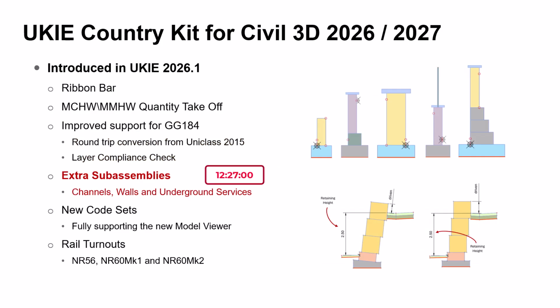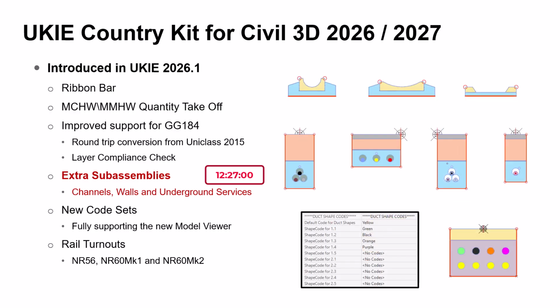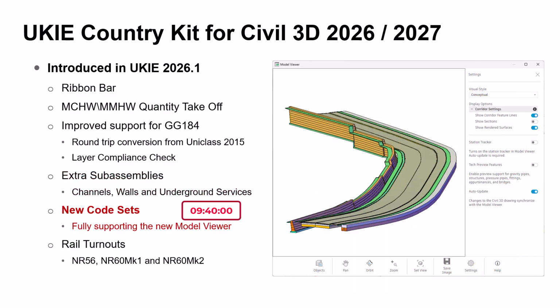Now, we've always had a large collection of UKIE subassemblies, and we've added to the pot with some new wall subassemblies, including a gabion. We also have a new MCHW channel and some ducted underground service trenches. For those of you who are unaware, a new model viewer was included with Civil 3D 2026.1, and we've updated the code sets in the templates to take full advantage of this new tool.